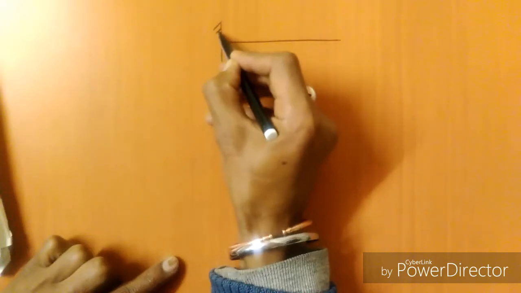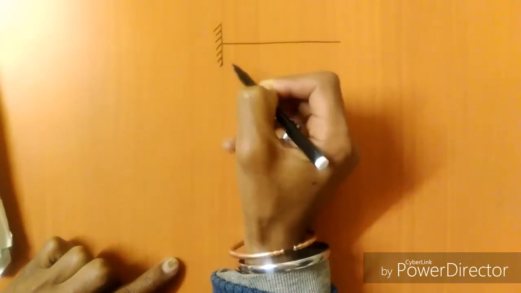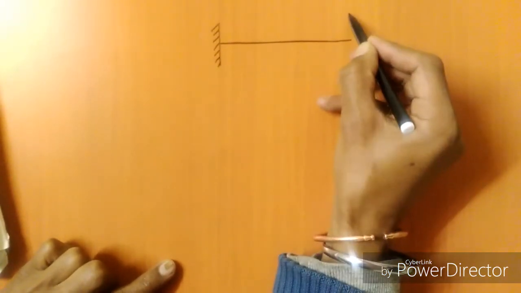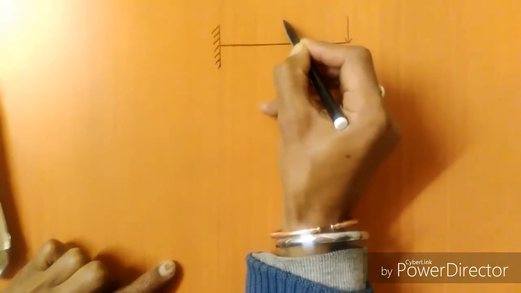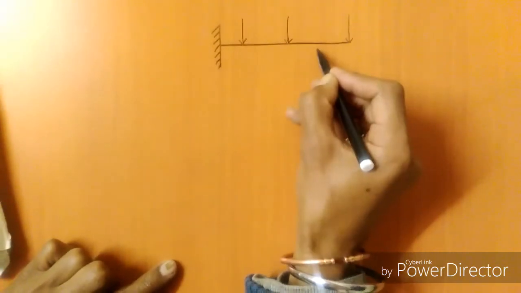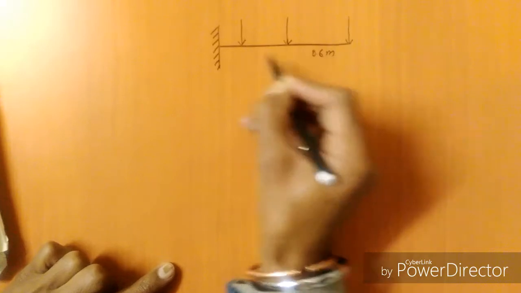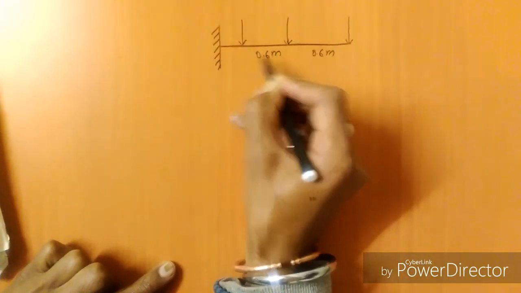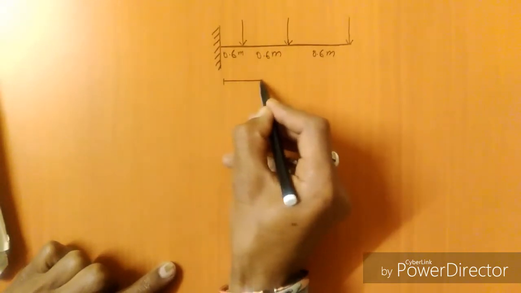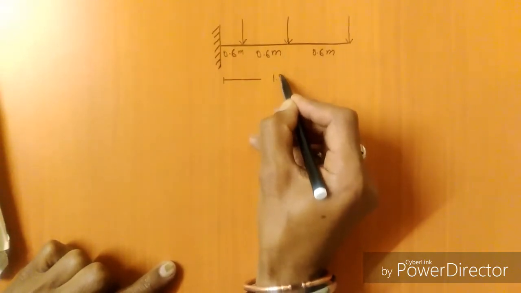Consider a cantilever structure. I am going to take a numerical. Suppose a cantilever structure, one end fixed and one end free, carries three point loads. This is 0.6 meter, this is 0.6 meter, and this is 0.6 meter, and the total span is 1.8 meter.